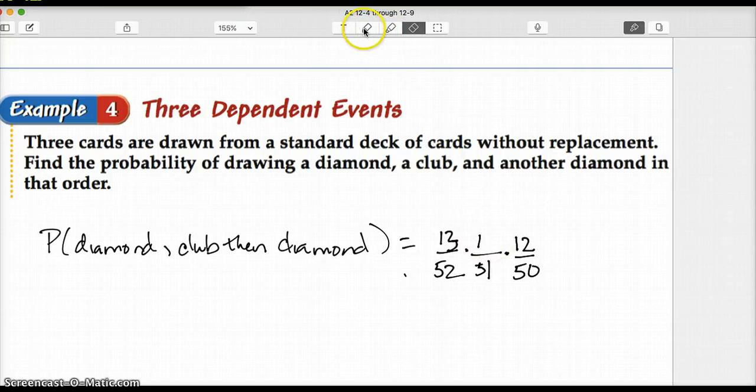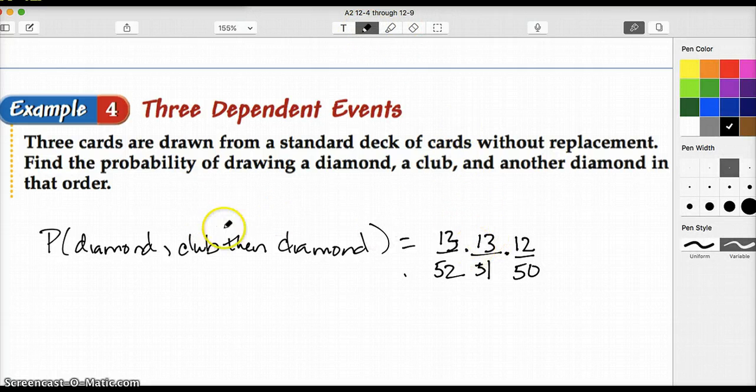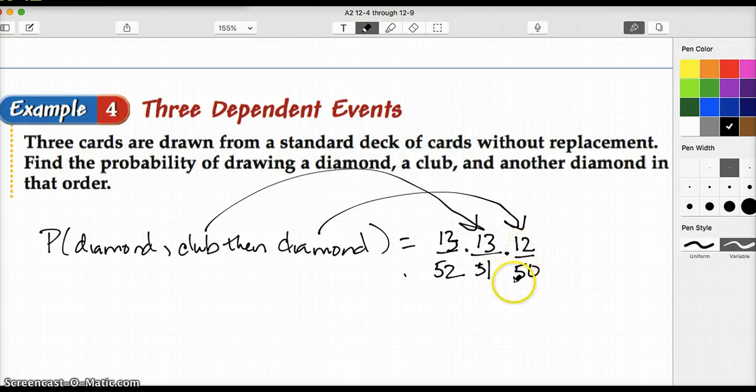I had this wrong here. So a club, there's 13 clubs, but now we only have 51 different cards left. And so that's for the club situation. And then finally for the final diamond, we've already chosen 1 diamond, so we only have 12 left, and that would be out of 50. So when we multiply the numerators together and then the denominators together, this is what we get, 850 rather. And so we can say that this is the probability.